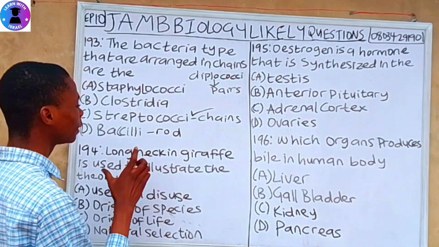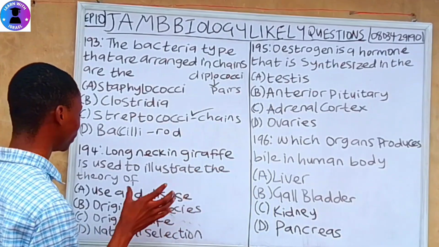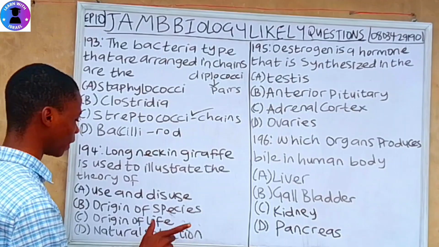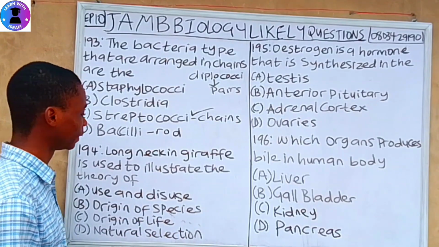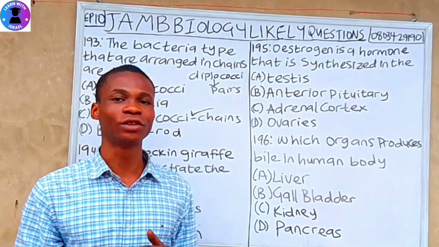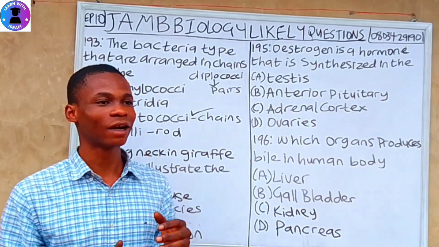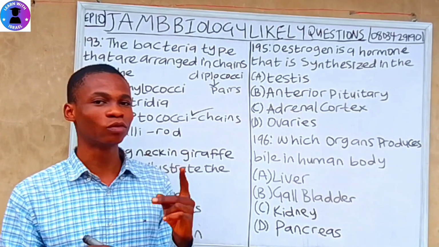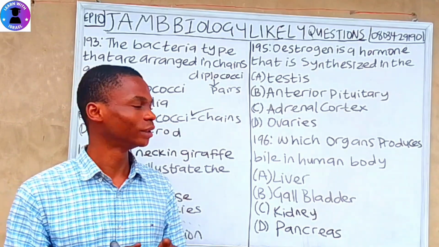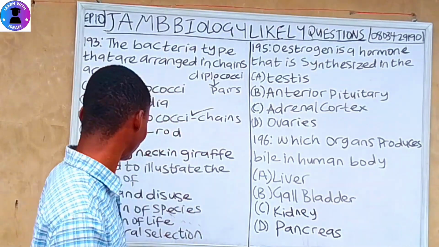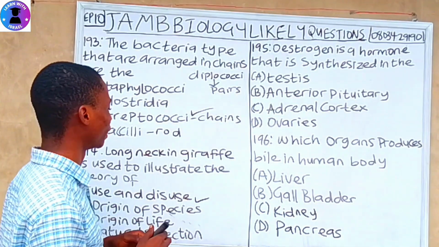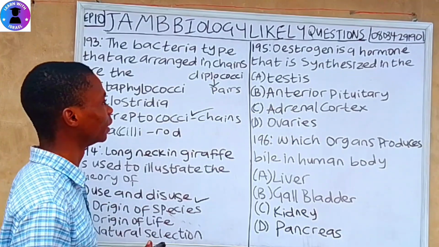Question 194. Long neck in giraffe is used to illustrate the theory of: A. Use and disuse, B. Origin of species, C. Origin of life, D. Natural selection. As I said the other time, the long neck in giraffe is used to illustrate the theory of use and disuse by Jean Lamarck. As I said earlier when I was explaining the two people that talked about natural selection, which is Lamarck and Darwin, which is Charles Darwin and Jean Lamarck. So the use and disuse is being illustrated by Jean Lamarck under the long neck in giraffe.